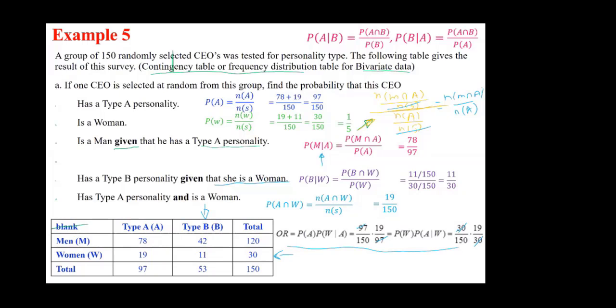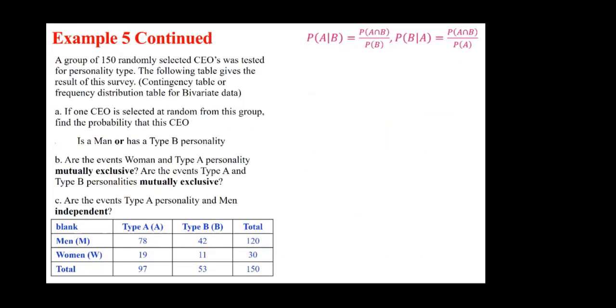Do you have to do it this way? Absolutely not. But I want you to understand, if need be, what happens when it comes to finding the probability of an intersection where A and B, or in this case, A and W, are dependent. They are not independent. We are repeating the same question, everything is there. We're just adding a couple more questions.